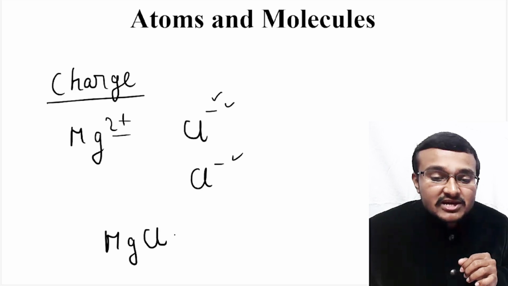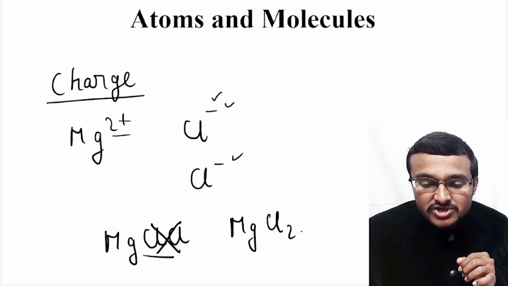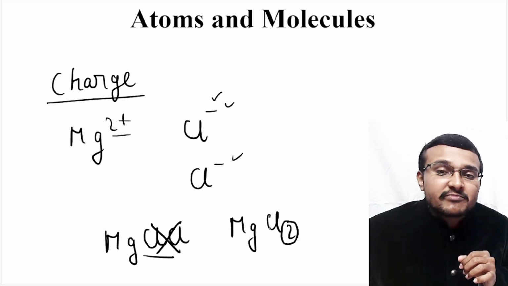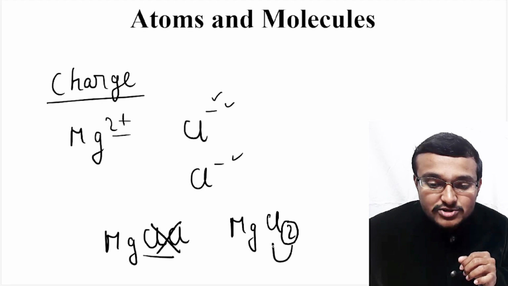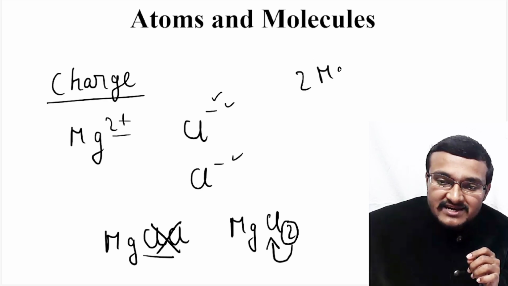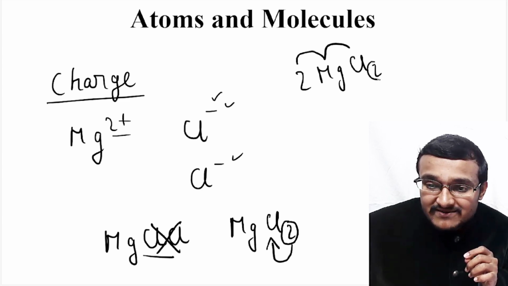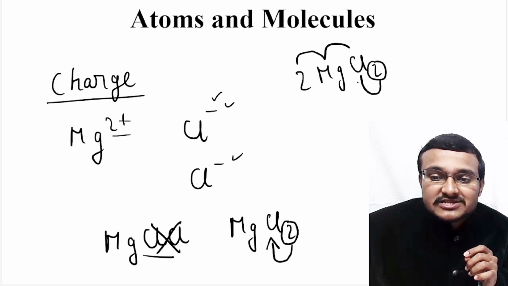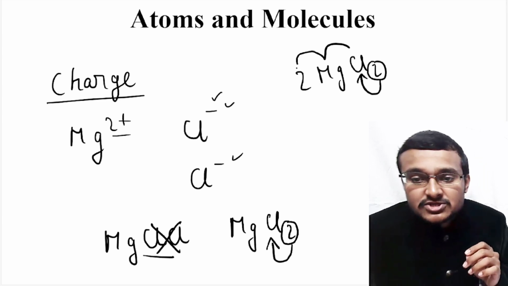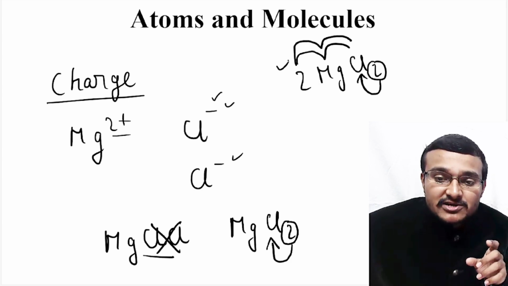At that time you should not write MgClCl. This is wrong. Instead you can write MgCl2, because if you write the 2 in this position of a particular element, it belongs only to that atom. If you write 2MgCl2, then the 2 in front is applied to both Mg and chlorine. But the 2 written next to chlorine is applicable only to that chlorine atom. So the 2 in front applies to Mg and to both chlorine atoms.